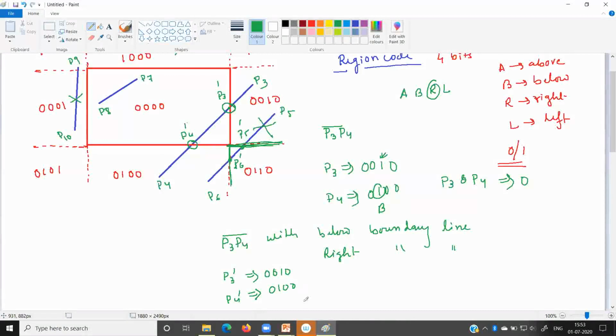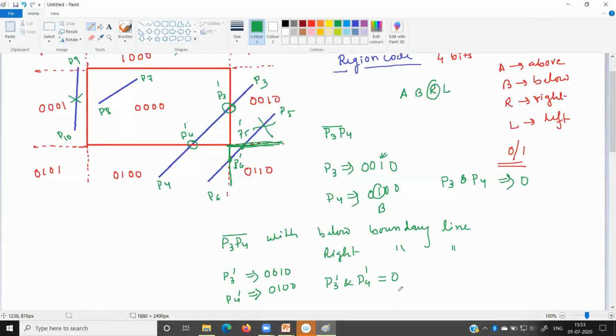So what you have to do now, you have to find out the AND operation, same as before. Once you find the AND operation, after performing the AND operation between P3 dash and P4 dash, you will get the output 0.